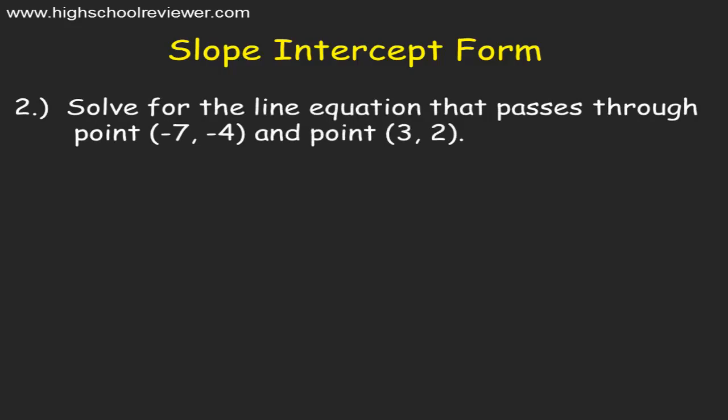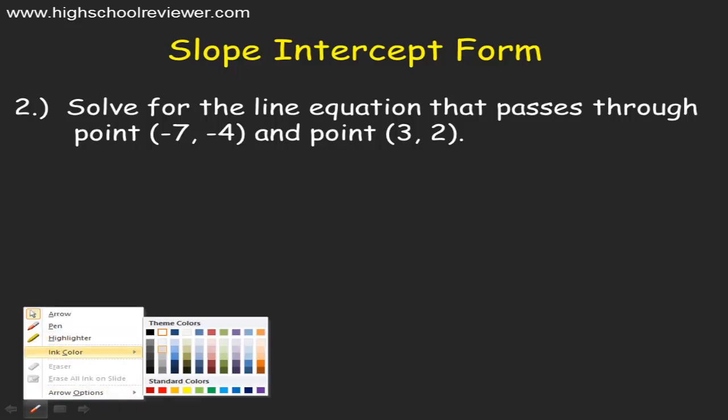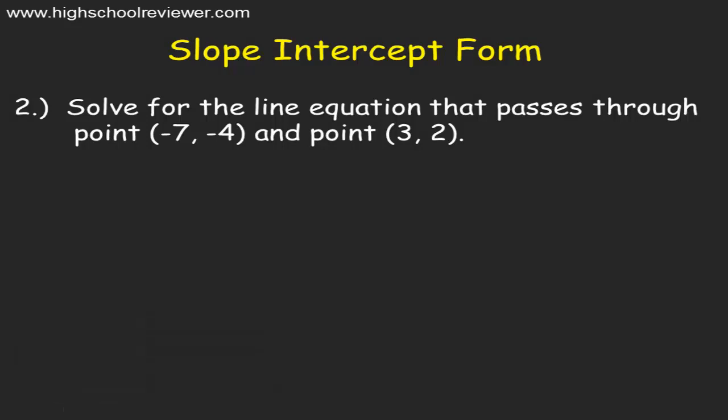Problem number 2. Solve for the line equation that passes through point -7 and -4 and point +3 and +2. First, we are going to identify x sub 1, y sub 1, and x sub 2, y sub 2.